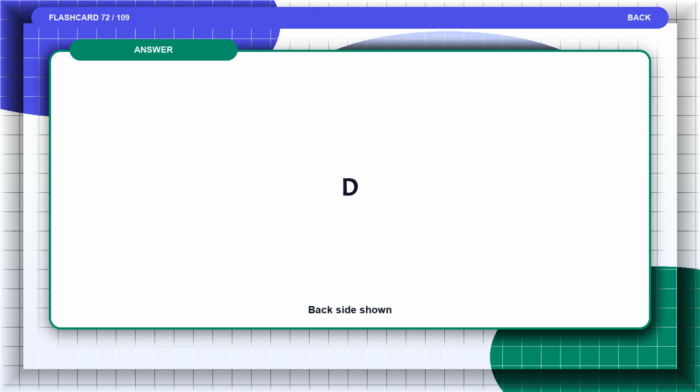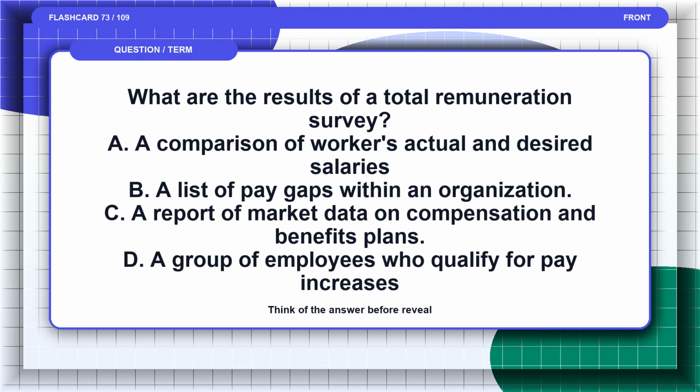The answer is. Flashcard 73. What are the results of a total remuneration survey? A. A comparison of workers' actual and desired salaries. B. A list of pay gaps within an organization. C. A report of market data on compensation and benefits plans.